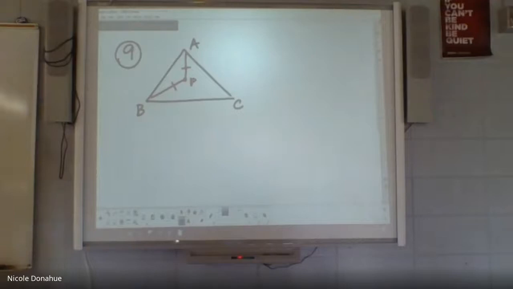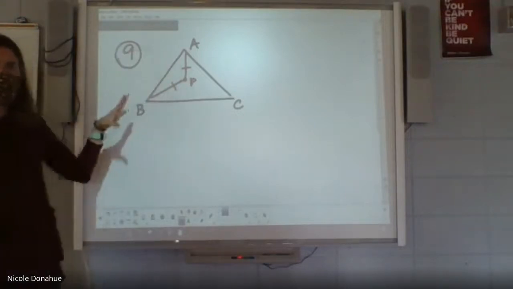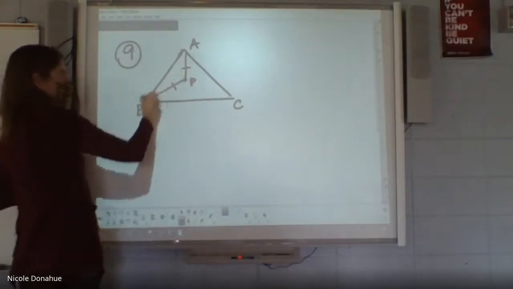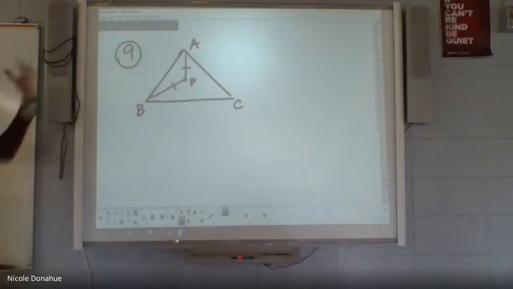Now it tells us point P is inside ABC. So notice I didn't just draw a point P wherever I wanted, I put it inside. So the first choice was, could it be on AB? So could it be on this line? Not if it's inside the shape. So that one's out, so letter A is out.